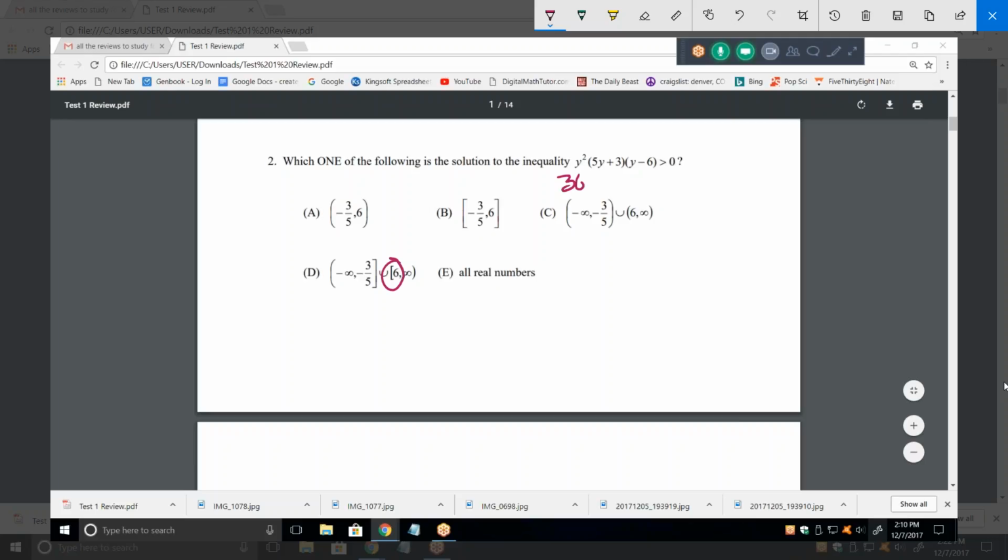Now, 36, 33, 0. Is that greater than 0? No. So it cannot be D. The answer is C.